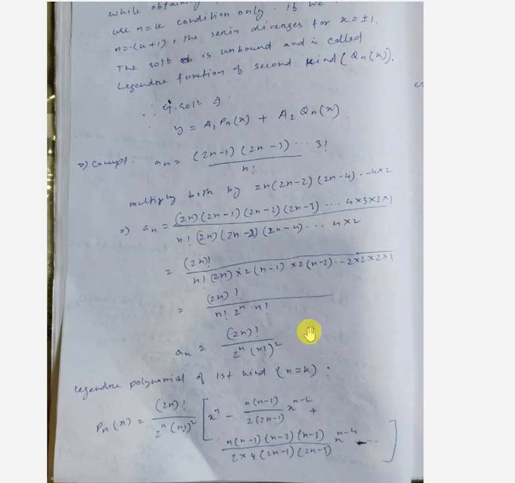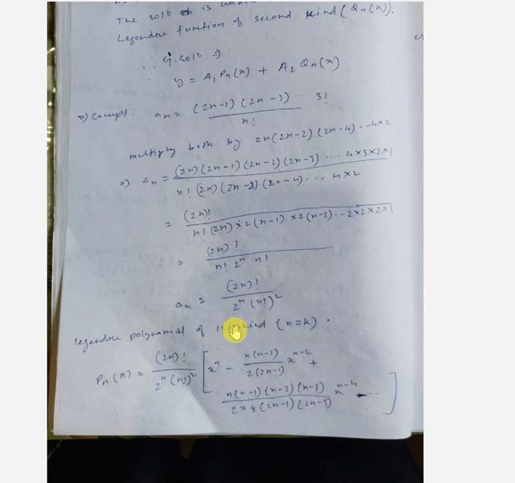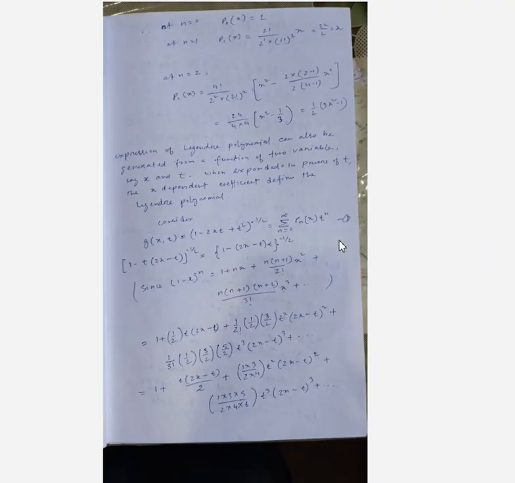So for the Legendre polynomial, this is how we can write it at term n: (2n minus 1)(2n minus 3) up to 3 times 1, divided by n factorial. You can write it as (2n) factorial divided by (2 to the power n times n factorial) whole squared. This is the Legendre polynomial of the first kind when n is equal to k, and we can write it like this.